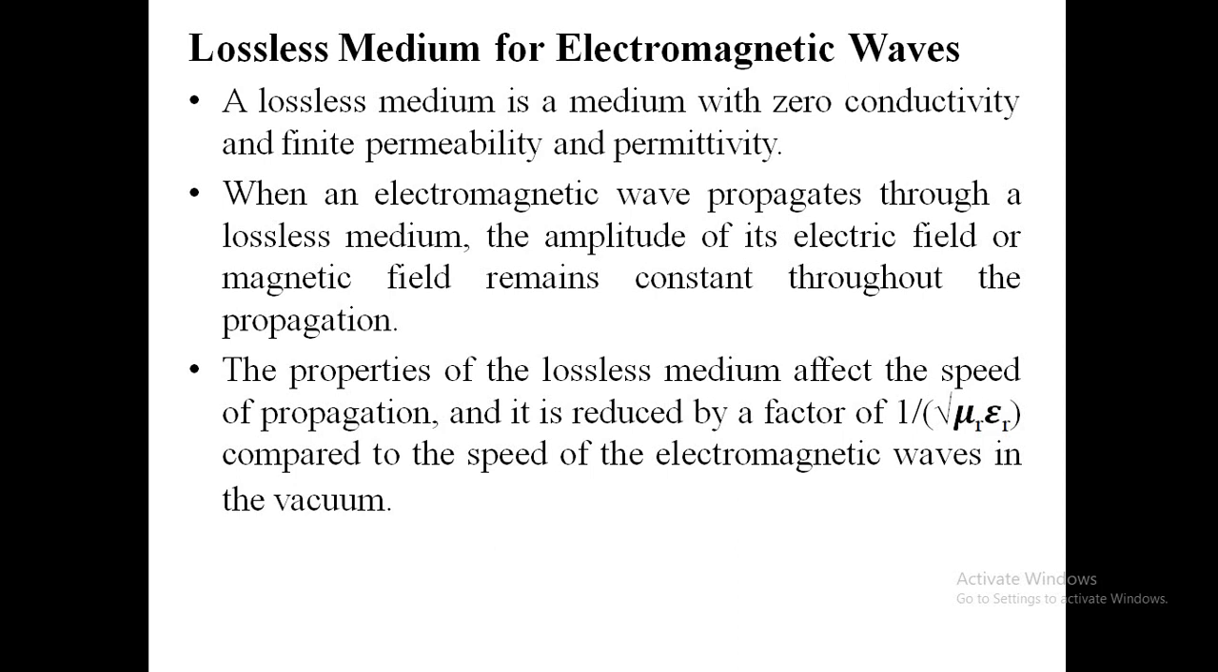When an electromagnetic wave propagates through a lossless medium, the amplitude of its electric field or magnetic field remains constant throughout the wave propagation in that medium. The properties of the lossless medium affect the speed of propagation and it is reduced by a factor of 1 by root of mu r epsilon r when compared to the speed of the same wave in the case of vacuum. So here mu r and epsilon r represent relative permeability and relative permittivity of the medium.